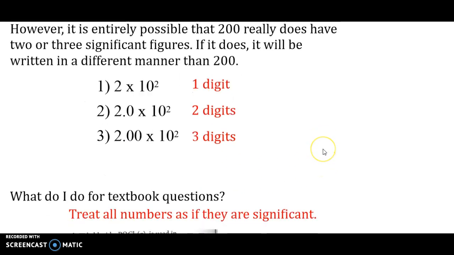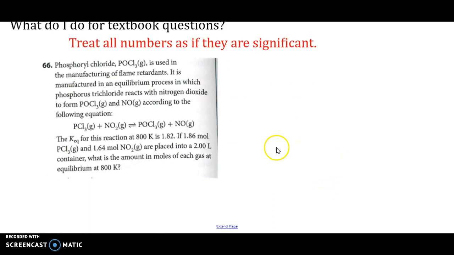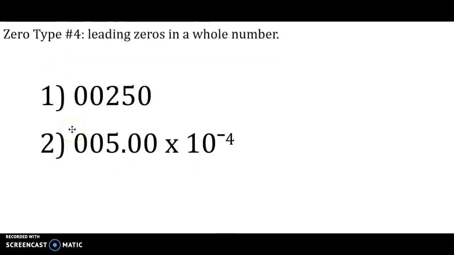So how do we handle that in terms of our textbook? We're going to have to make the assumption that every number in the textbook is considered significant. So if we look at this example of a question right here, they've written 1.64 moles. That's easy enough to say it's 3 significant digits. But what do we do about 800 kelvins? Is that 1 digit or 3 digits? Unfortunately, for textbook questions, we're going to make the assumption that it is 3 digits. We also need to keep in mind that if we've got whole numbers and you've got zeros in front, these are not considered significant. So yeah, again, 3 digits, 3 digits.